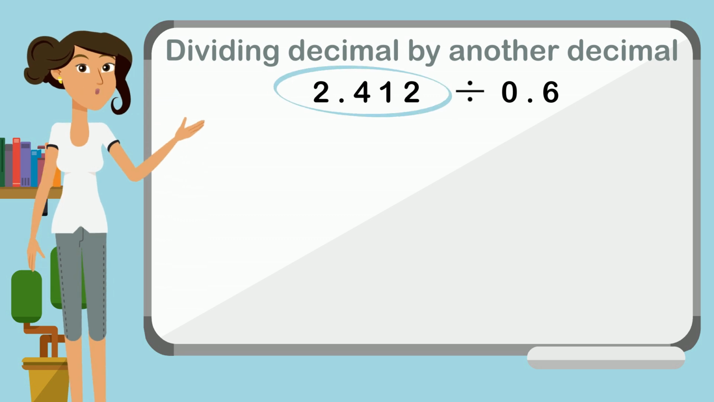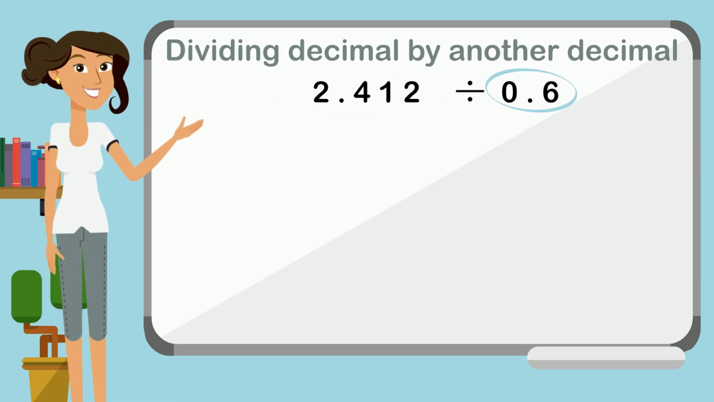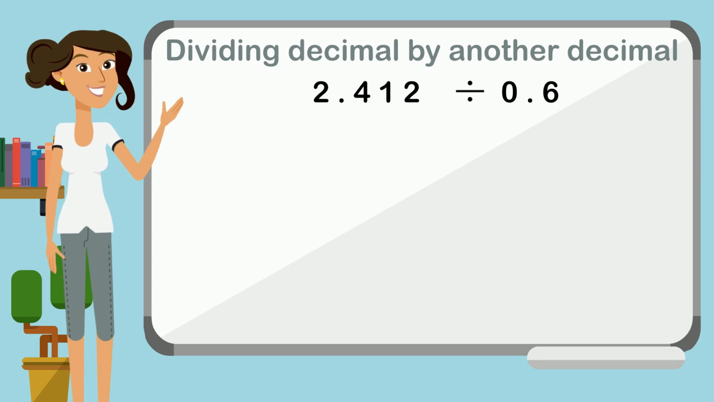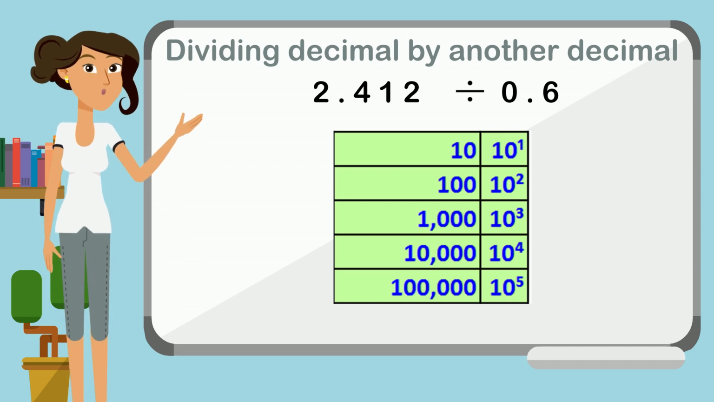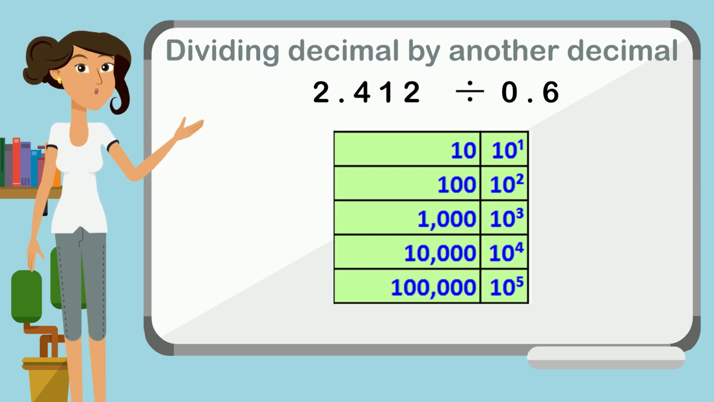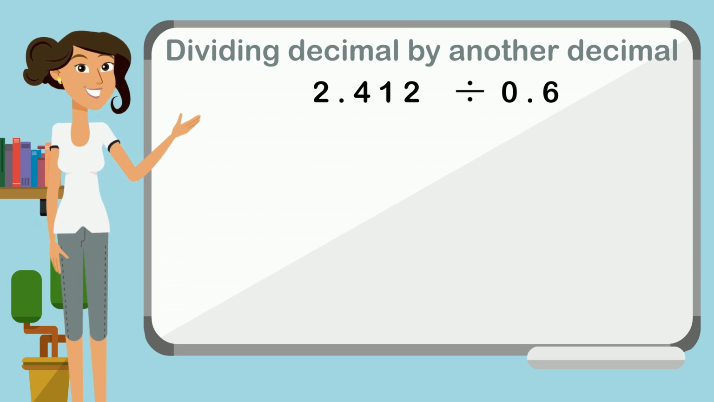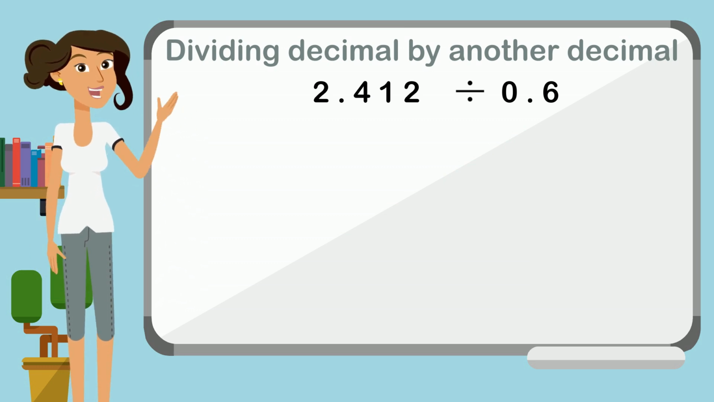It's fine to have a decimal dividend, but the divisor needs to be a whole number. To achieve this, we can multiply both the dividend and the divisor by a power of 10, like 10, 100, or 1000, to make the divisor a whole number. When we multiply both by the same number, the answer won't change. But remember, it must be the same number.